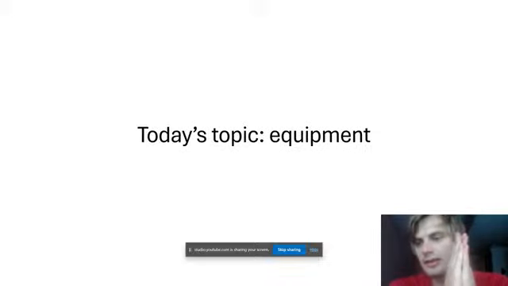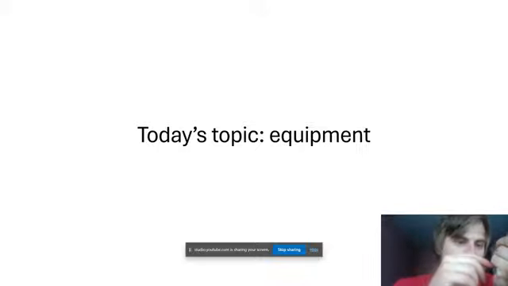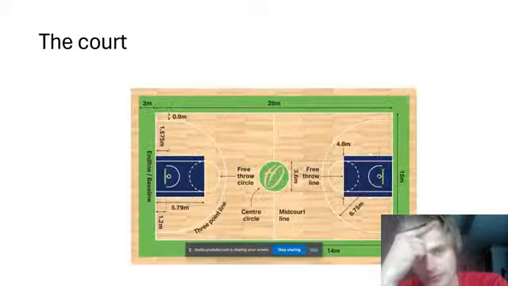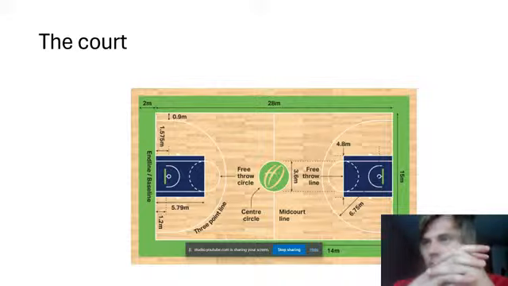And today's topic is equipment, by and large. So first of all, we start off with the court. So in basketball, the playing field is called the court.